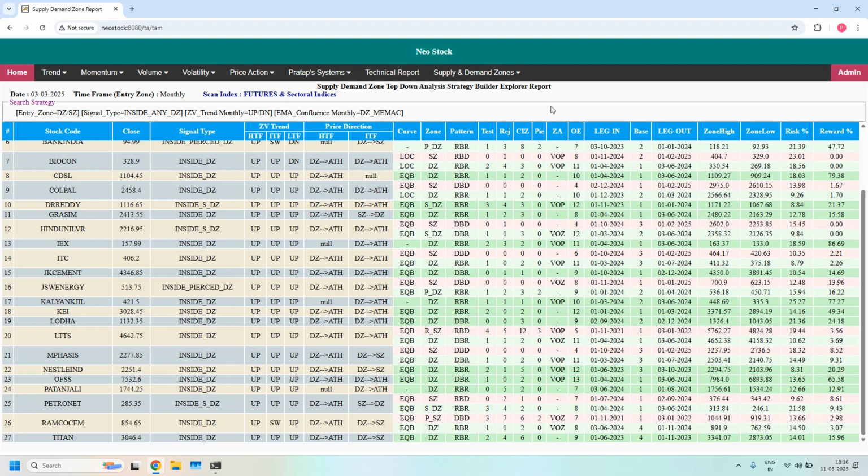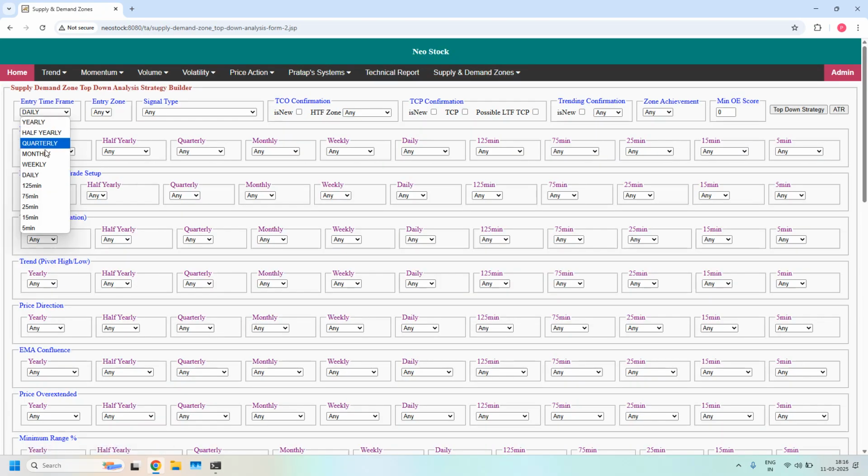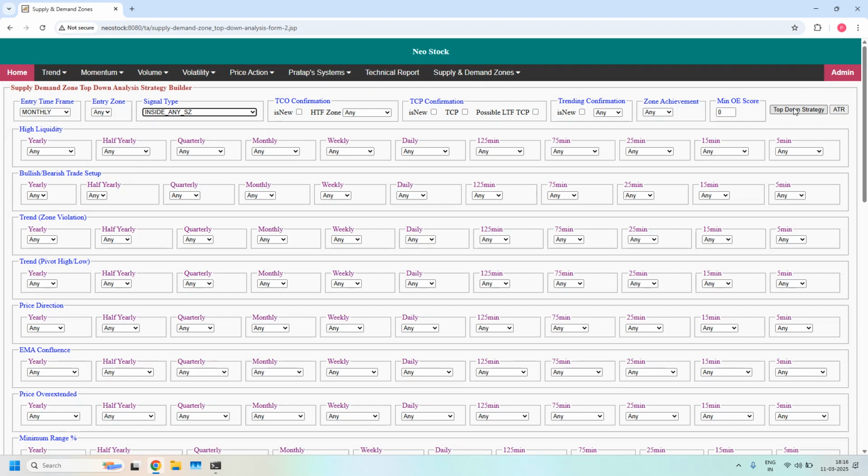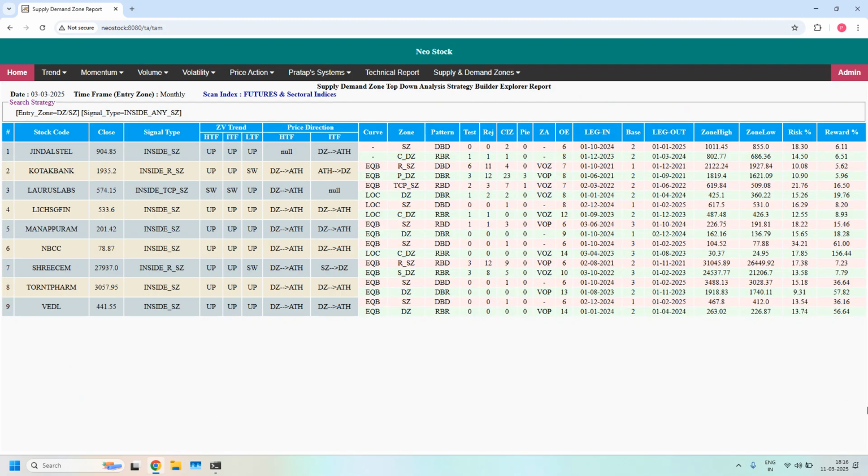Okay, next, monthly time frame. Price closed inside the monthly supply zone. We got 9 stocks. Out of these 9 monthly supply zones, how many are having monthly supply zones with monthly EMA confluence?